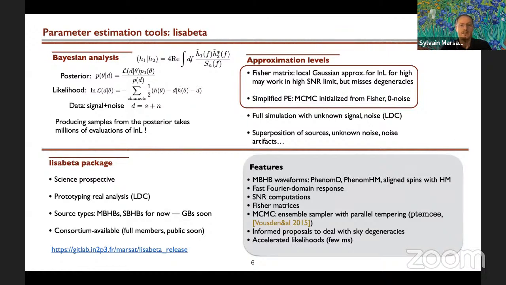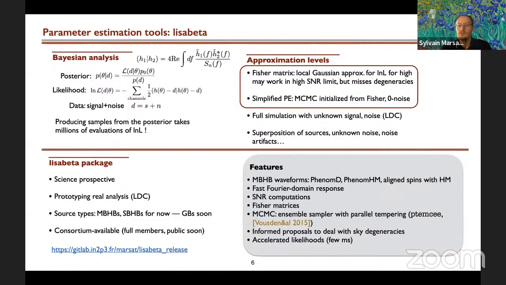And it's important to know that producing samples from the posterior takes millions of variations of parameters to explore a multidimensional parameter space. So a different approximation, the Bayesian Fisher matrix, just in short, is a local Gaussian approximation for the log likelihood around the true value of the injected signal. It's meant to work in the high SNR limit, but it misses degeneracies entirely. It's only a local approximation.